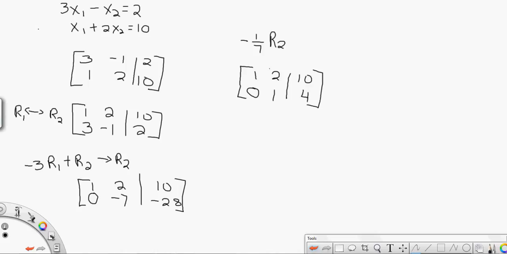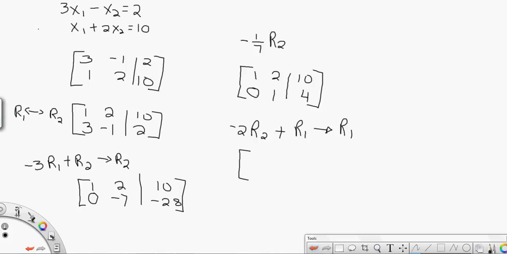So the next thing I want to do in row 1, I need to turn that 2 into a 0. So if I multiply row 2 by -2 and add it to row 1 and replace the sum in row 1, I'll get my result. So the notation that I'm going to use for this is -2 times row 2 plus row 1, and I'm going to place that result in row 1. So let's do that.